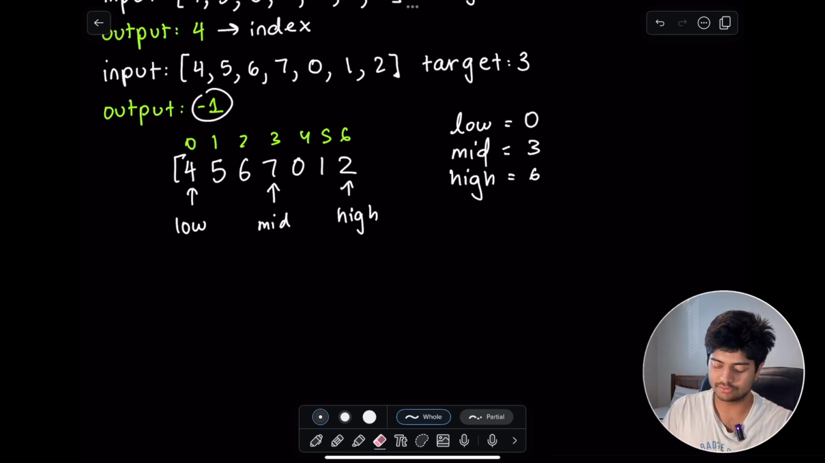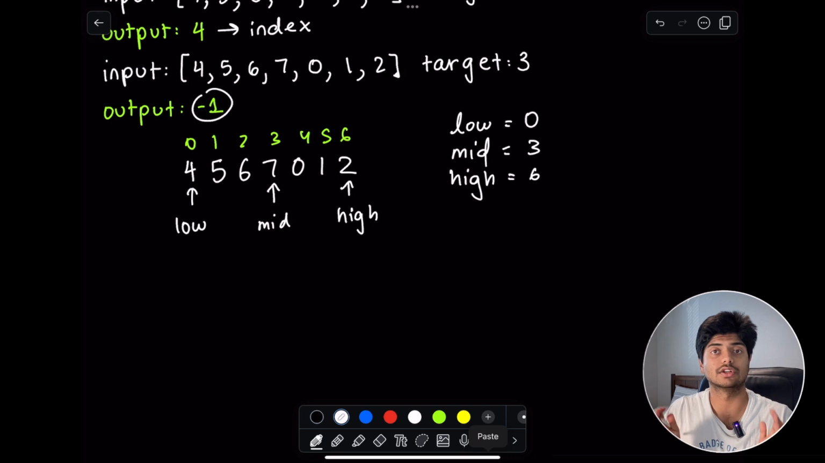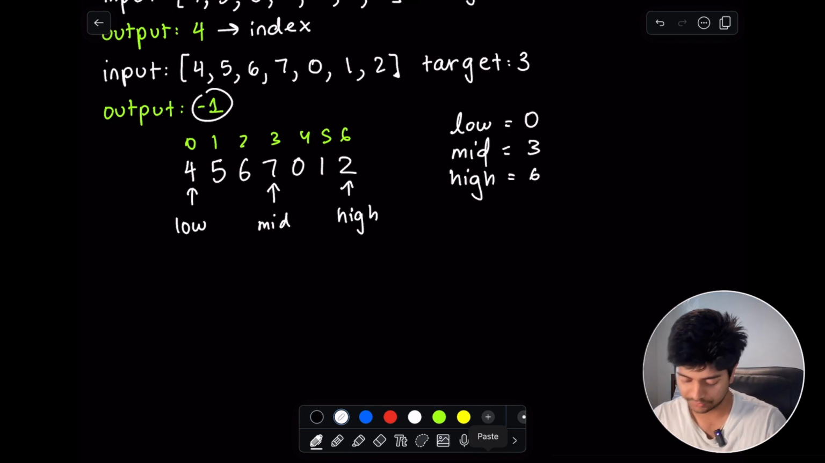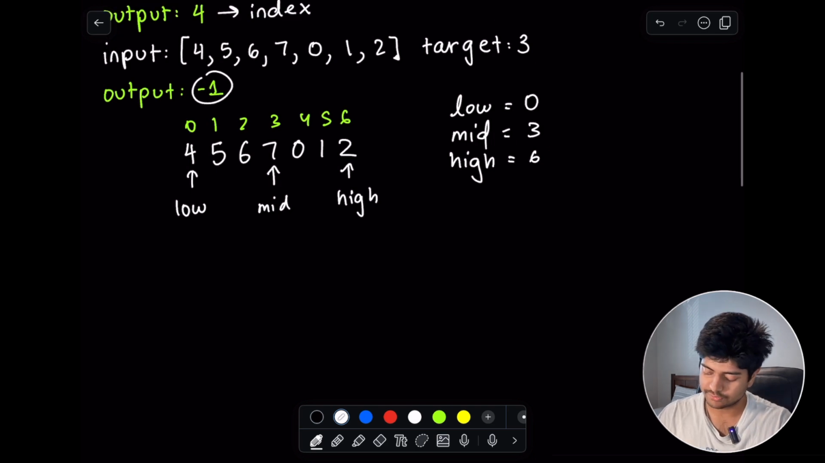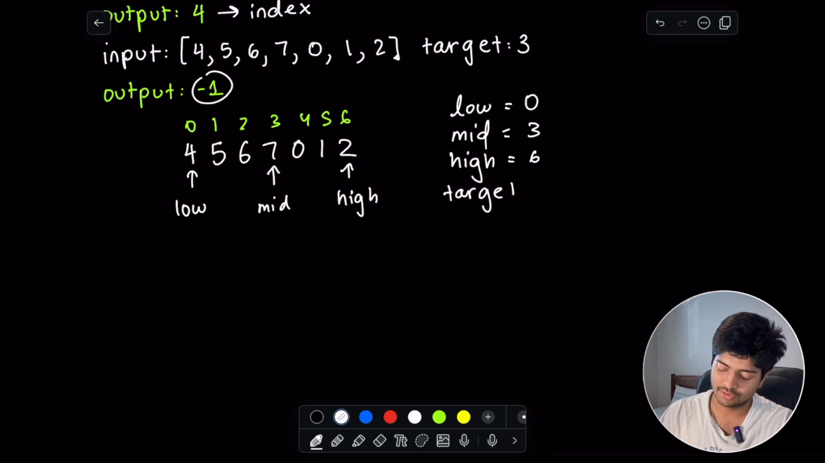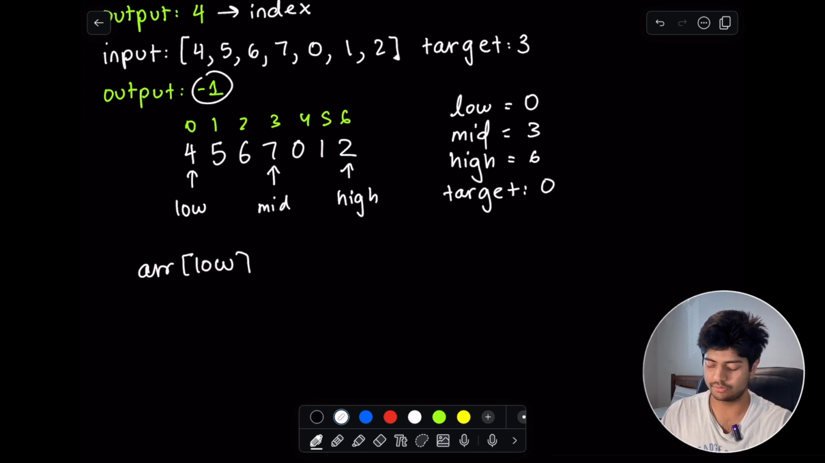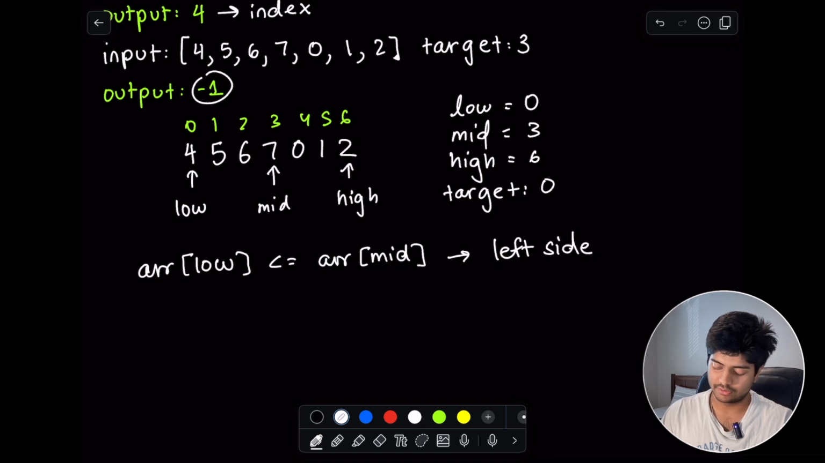So maybe we want to use that to our advantage, because again, if we get into a sorted section, we can just do binary search, right? So let's try to find that sorted section. In our case, we know our target is 0 in this example. How do we check that? I'm going to check array at low and compare it with array at mid. If array at low is less than or equal to array at mid, we know the left side is sorted, right?